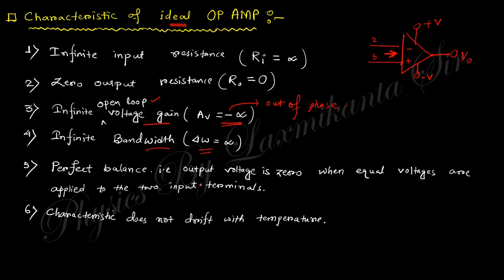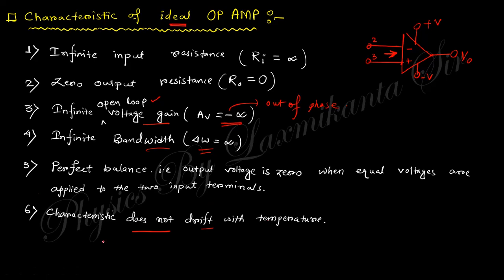And perfectly balanced, that is, if the voltage difference between the two terminals 2 and 3 is 0, then the output must be 0. This is called perfect balance. This balance can be obtained by the zero set, that is terminals 1, 4, 5, but in the ideal case this must be 0. And the characteristics do not drift with temperature, that means the characteristics are not affected by the temperature.